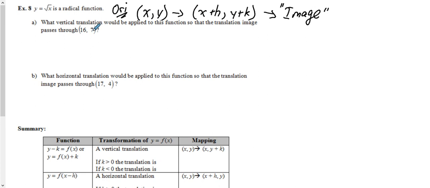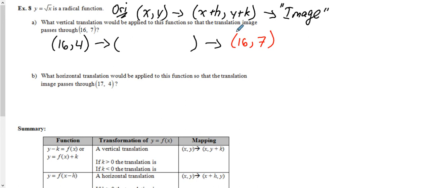So if our answer is 16 comma 7, that means something happened to this equation here. Well, let's talk about this original equation. If you had the 16 plugged into this equation, what's our original y value? So originally, if x was 16, my original y value, square root of 16, should have been 4. So this is my original. So I went from 16, 4, I did something to it, and I'm going to leave a big gap there, and I got to an image value of 16 comma 7.